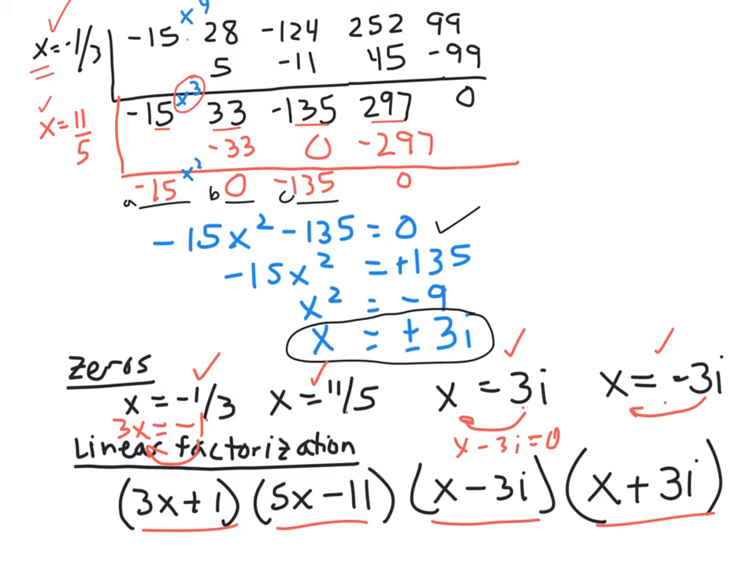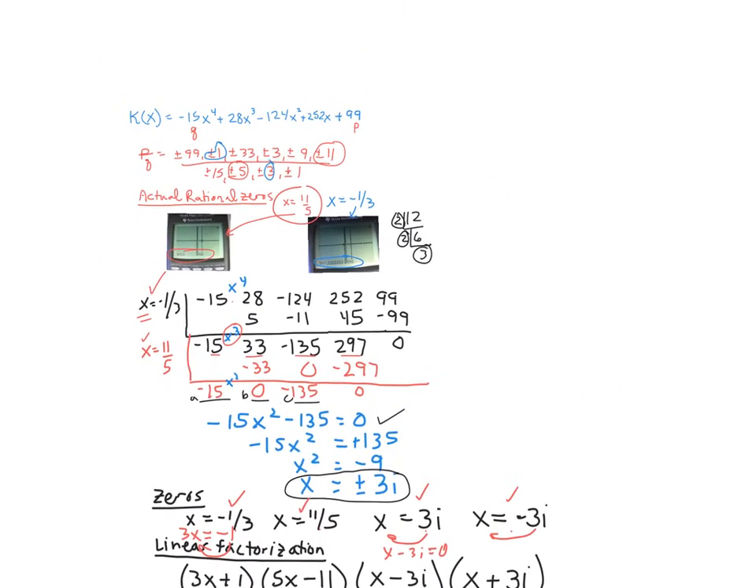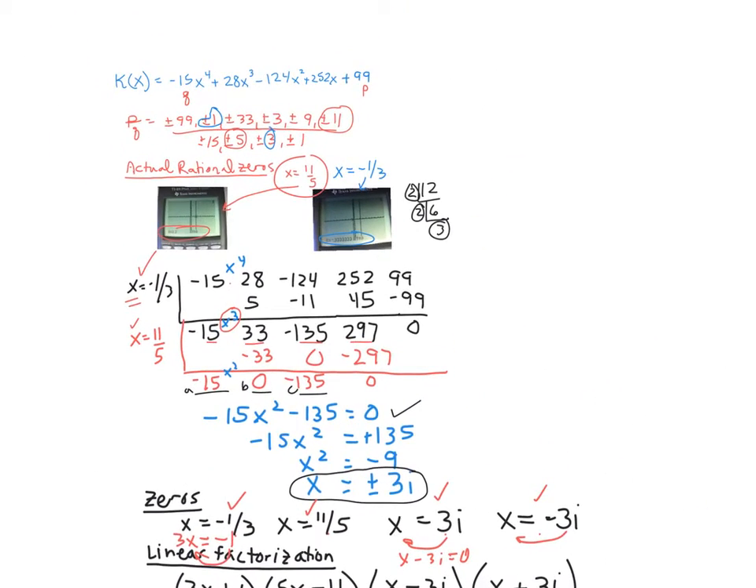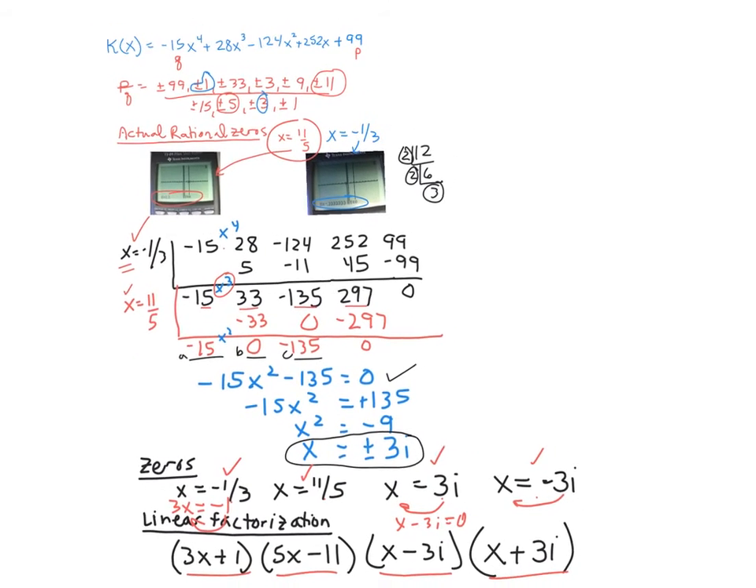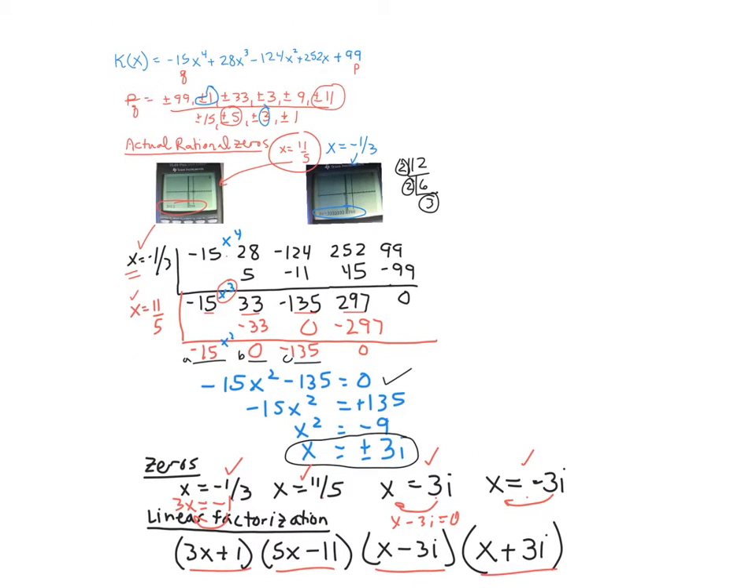So there is my linear factorization of the original function, -15x to the 4th, and so on. Okay, so that gives you an extra example, a quick one, a variation to the one we did in class.